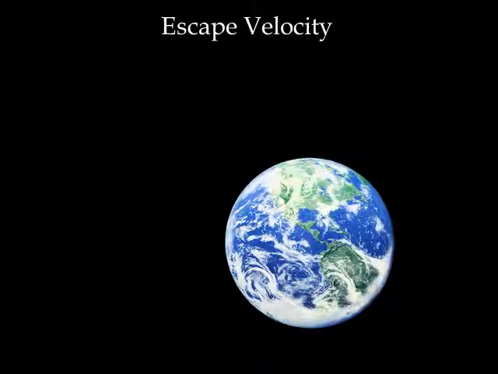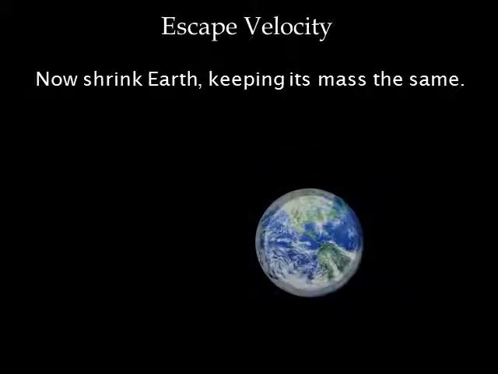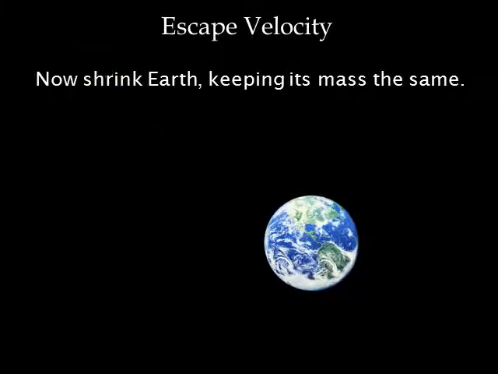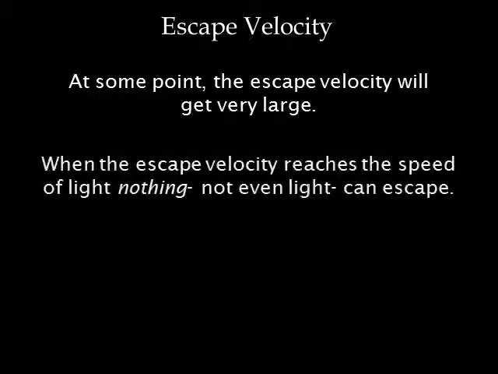Now imagine what would happen if we could shrink Earth, keeping its mass the same. The smaller we make Earth, the closer the surface is to the center of mass. Therefore, gravity on the surface increases, and we'd need a larger escape velocity to break free. If you continue to shrink Earth, at some point the escape velocity will get very large. It will approach the speed of light, and when it does, nothing, not even light, can escape.